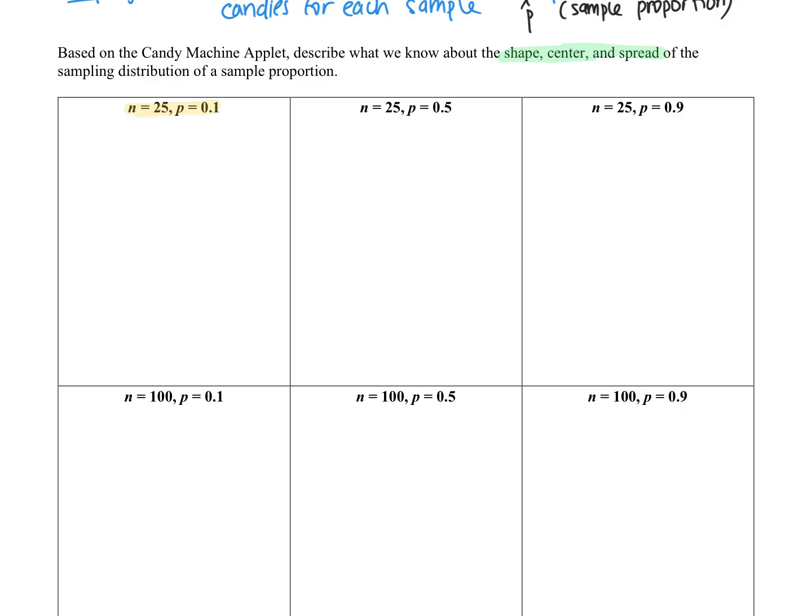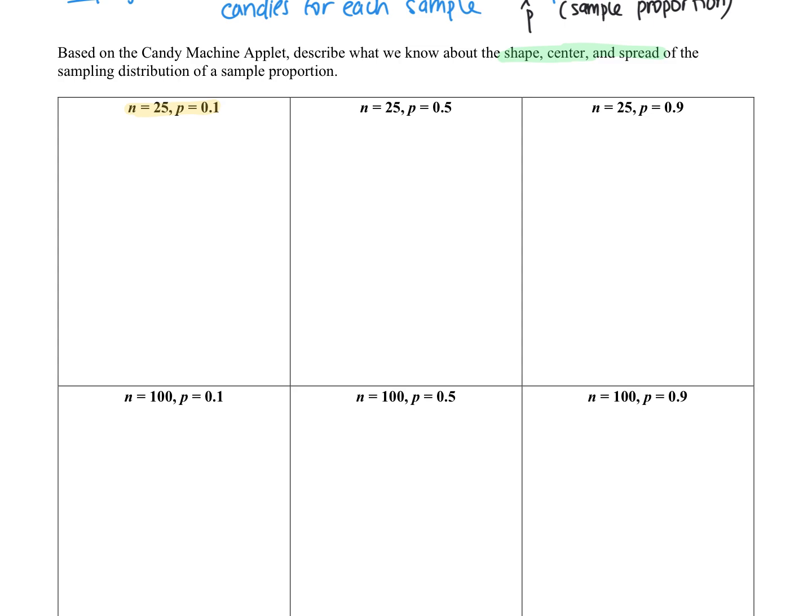Bigger, smaller, both? Bigger. So it got bigger from here to here, and then it got smaller again, right? So spread got bigger, then got smaller. Okay, and then what happened to the shape? It was skewed here. What about when p is 0.5?